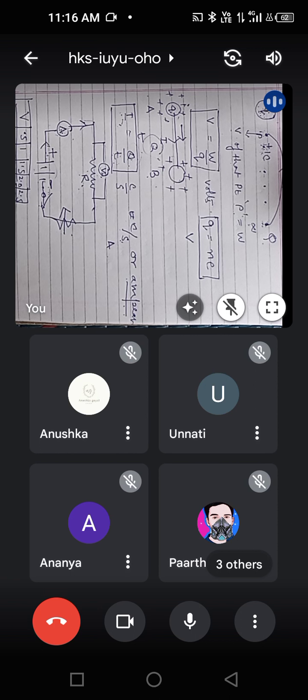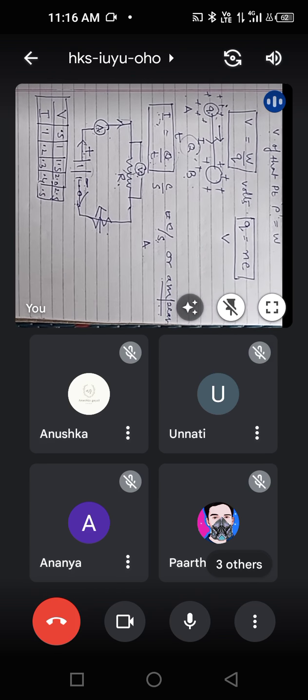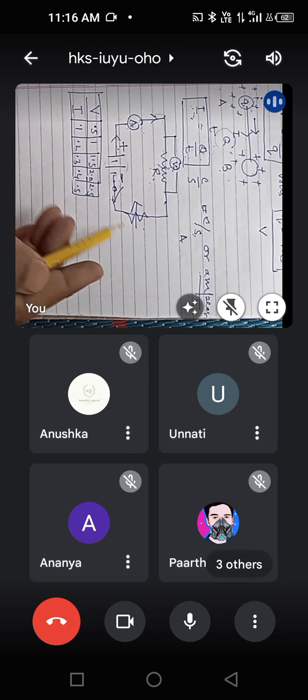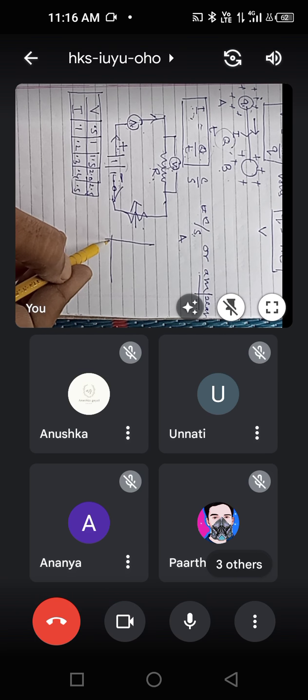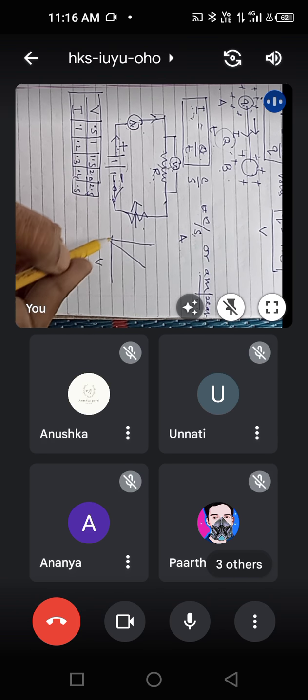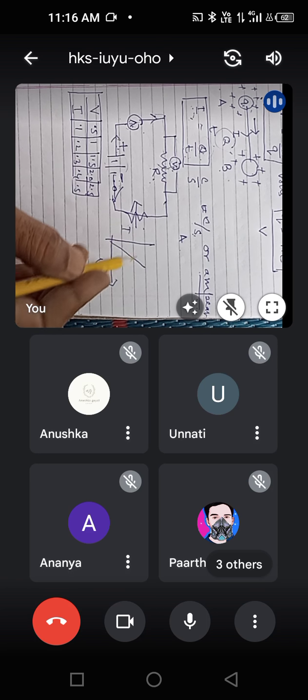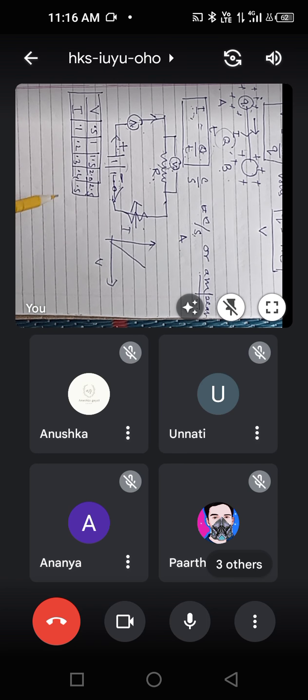And if a graph is plotted for this, then you will always get a straight line. If you record V on the x-axis and I on the y-axis, then you will always get a straight line. So this clearly shows that in an electrical circuit, if the value of V changes, then the value of I also changes. So what conclusion do we get? That V is directly proportional to I.